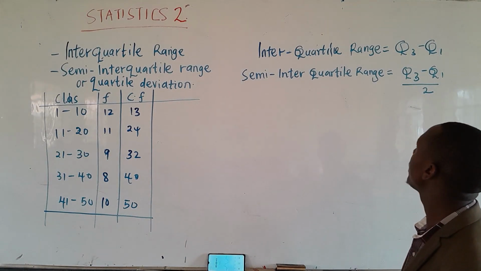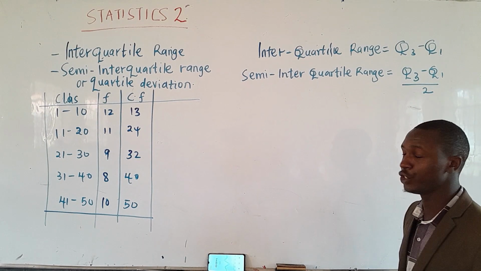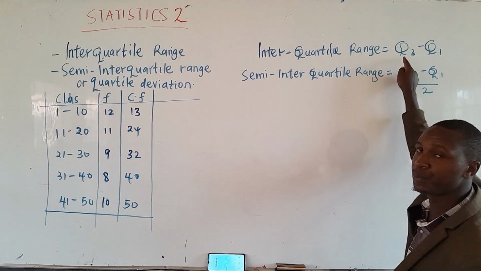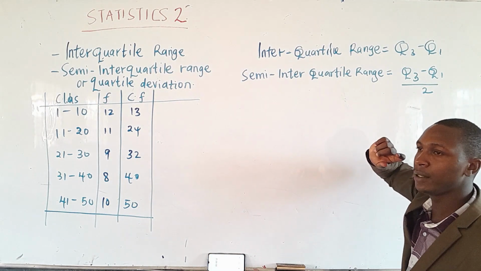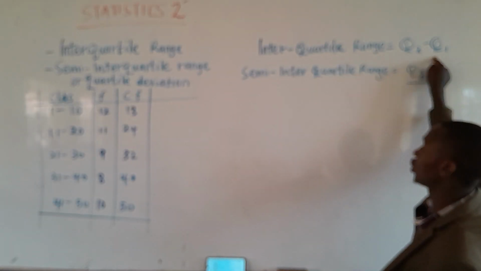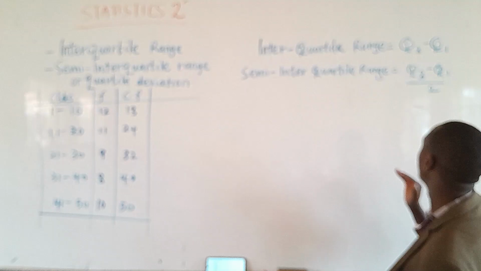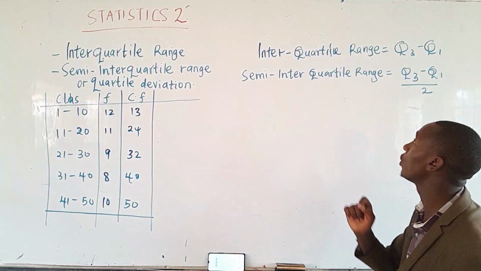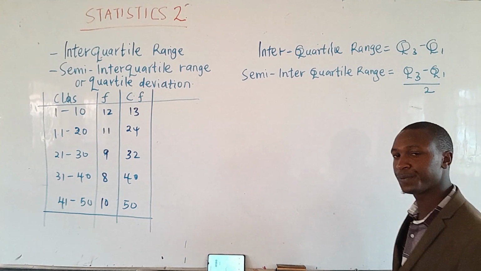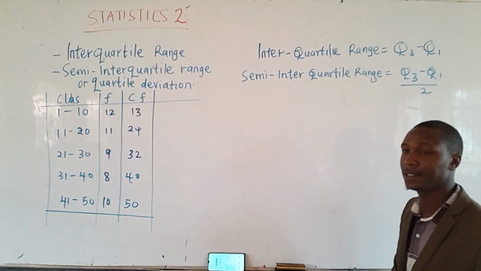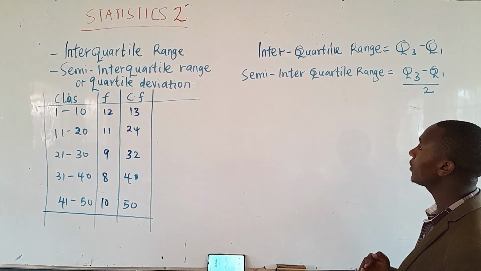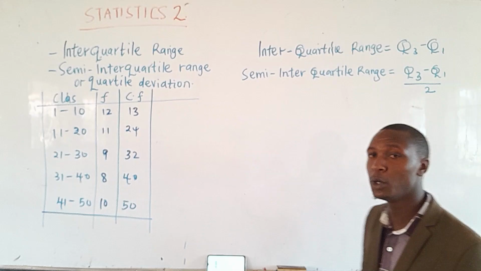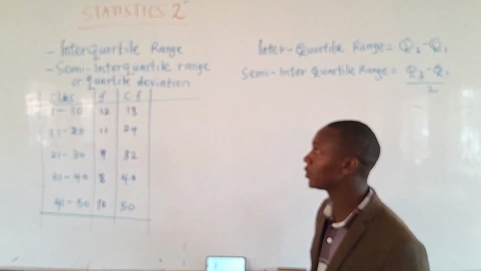So how do we calculate the interquartile range? We know one thing, that you have Q3, the upper quartile, minus Q1, the lower quartile. You subtract the two, and whatever you get is what we call the interquartile range. Now, if you want half of that, then you call it the semi-interquartile range, or sometimes some books call it quartile deviation.